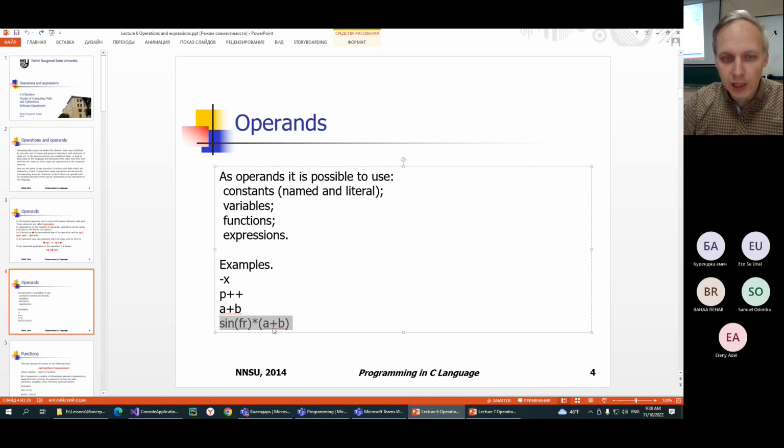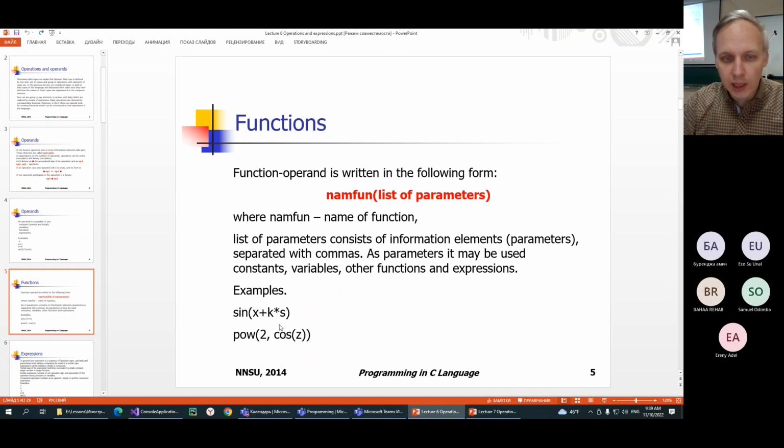Some operations in C and C++ are denoted with the help of functions. A function operand is written in the following form: the name of the function and a list of parameters in brackets. The list of parameters consists of information objects, information elements, separated with commas. As parameters, we may use constants, variables, other functions, and expressions.